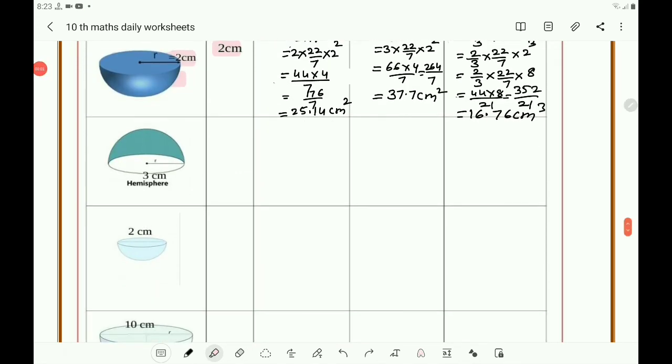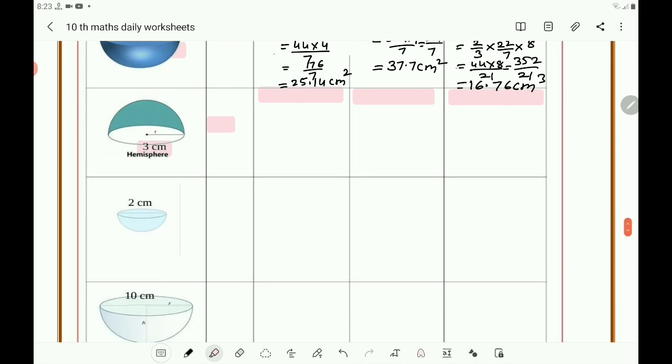Similarly, find the LSA, TSA and volume of the hemisphere of the radius 3 cm. Here you write 3 cm, that is the radius of the hemisphere. Here you write the formula for the CSA and formula for the TSA, formula for the volume, and calculate CSA, TSA and volume of the hemisphere.